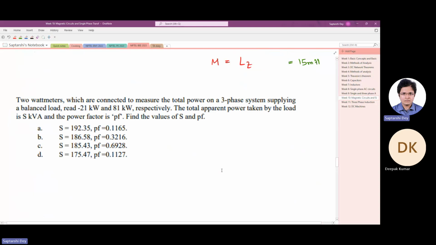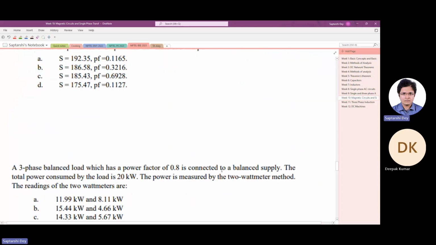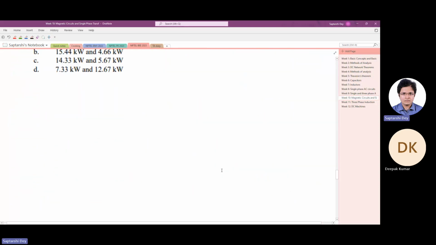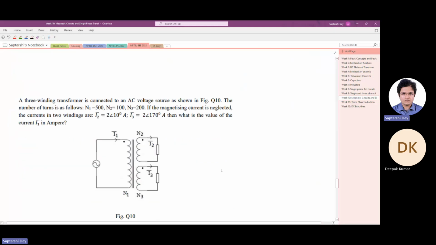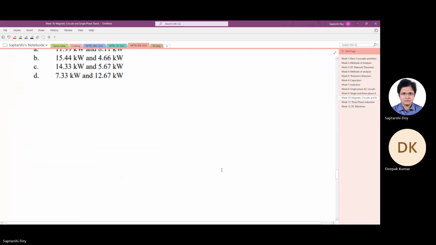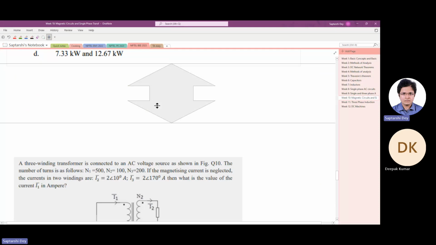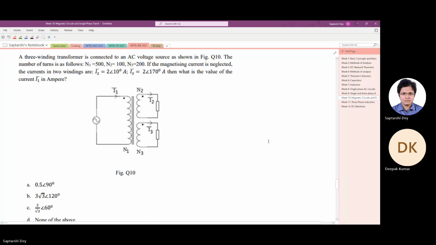These are a bit, okay, three-phase power. We'll do it later. Let us complete the magnetic circuit questions first. Then we'll do the three-phase power if there is time.